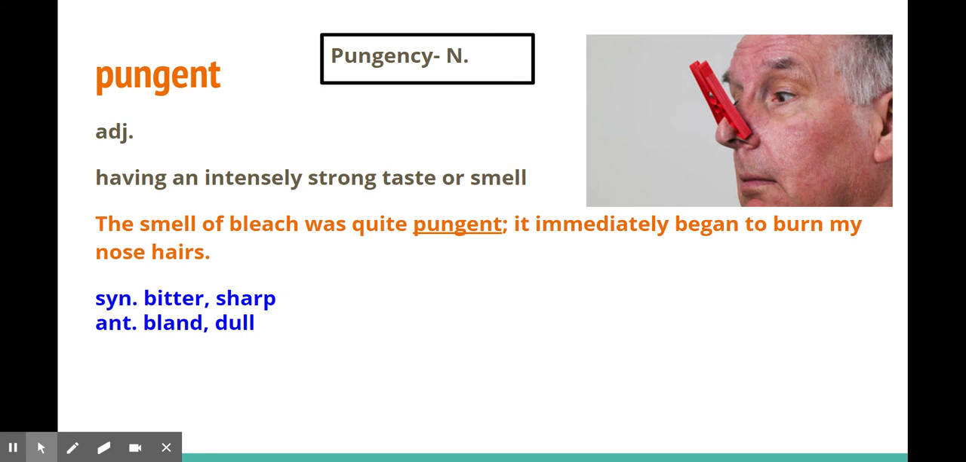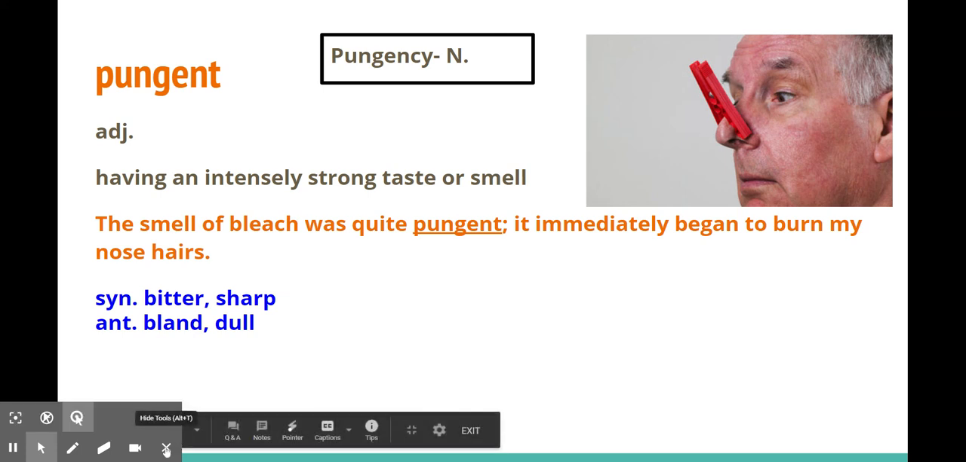So the noun form is pungency. So you might say the pungency of onions can be quite strong. So that intense smell and taste. Synonyms: bitter, sharp. Antonyms: bland or dull. Pungent.